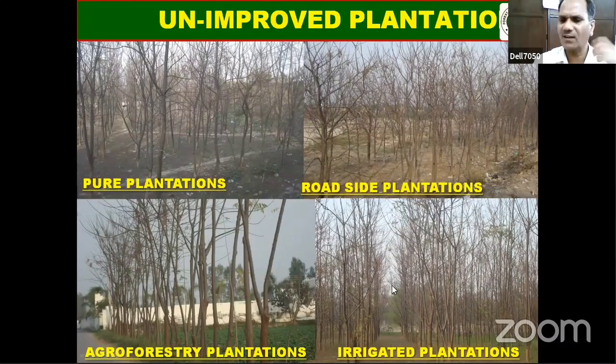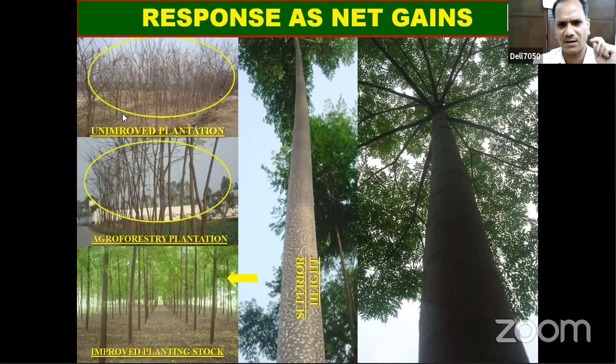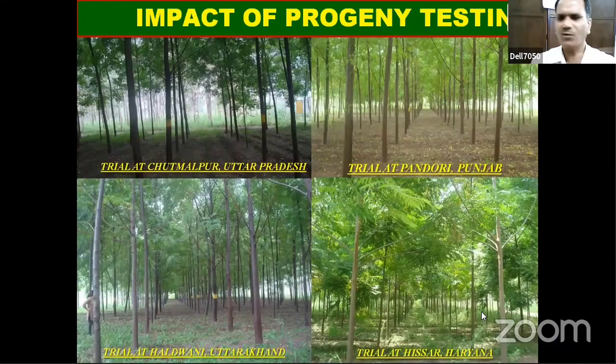So when we started working on this, look at this. This is the condition where we started, under unimproved plantation, which I have shown in the previous slide, and these are those irrigated or bund plantations. Now we started working upon that, and the result is that today you have plantations like this. And if I go with an individual tree, you could see the kind of straight bole you have got. You could just see the kind of clear bole you have got. And now look at those plantations.